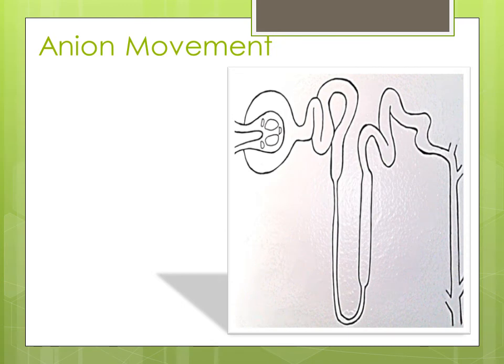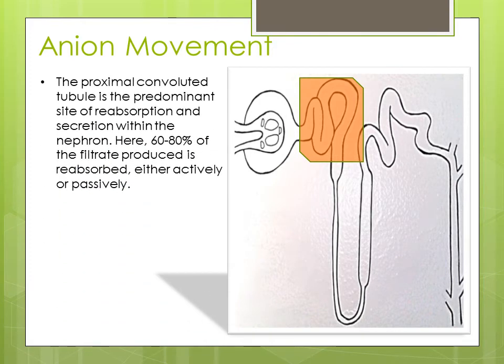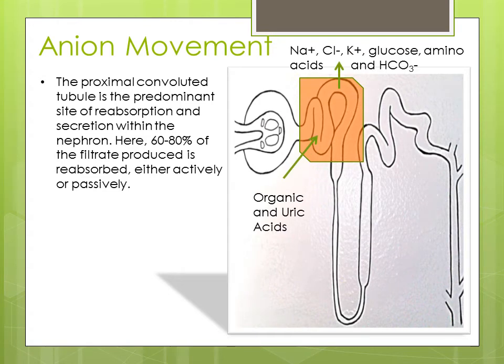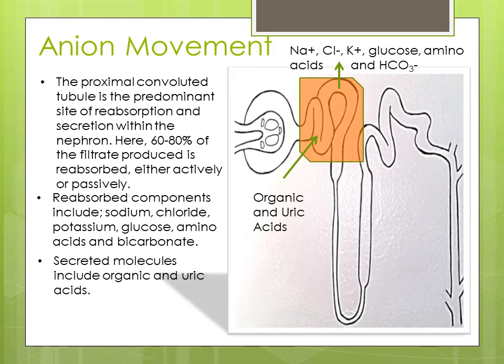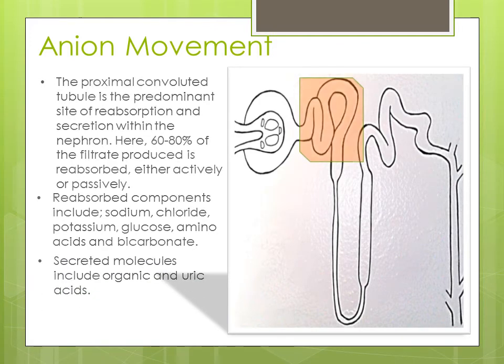As mentioned previously, the proximal convoluted tubule is the predominant site of reabsorption and secretion within the nephron. Here, 60 to 80% of the filtrate produced is reabsorbed, either actively or passively. Reabsorbed components include sodium, chloride, potassium, glucose, amino acids, and bicarbonate. Secreted molecules include organic and uric acids.